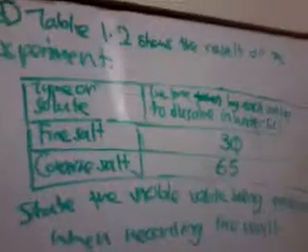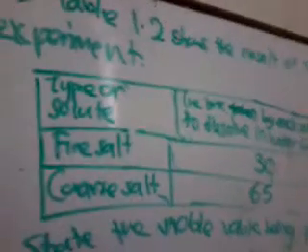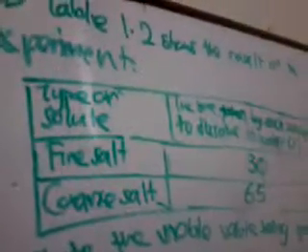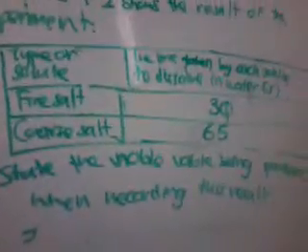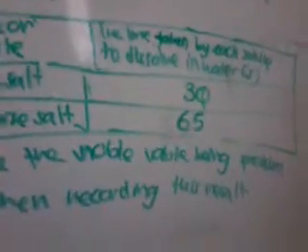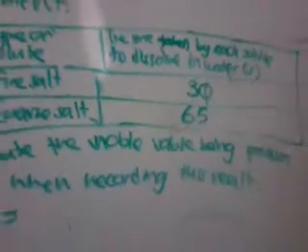Everyone, today let's continue with science chapter 1, Form 4, section A. Okay, so table 1.2 shows the result of an experiment. Type of solute: fine salt. Time taken by each solute to dissolve in water: 30. Coarse salt: 65. State the noble value being practiced when recording this result.